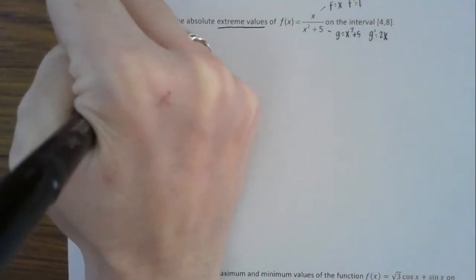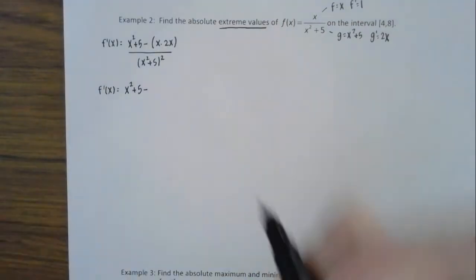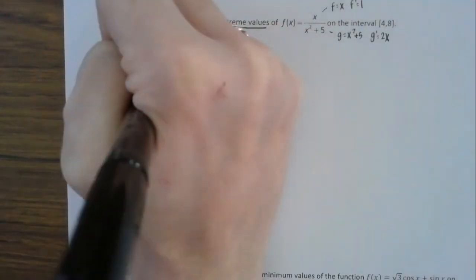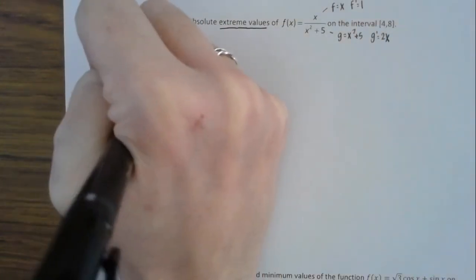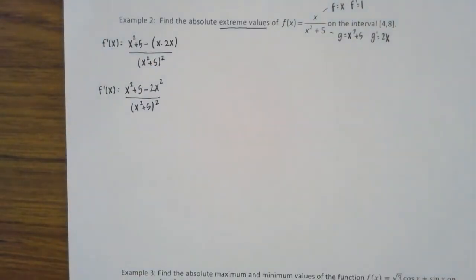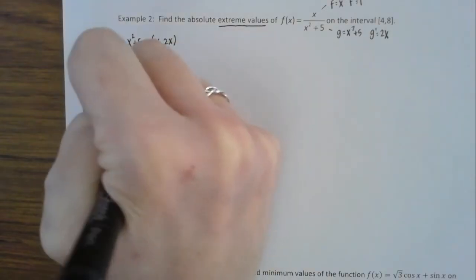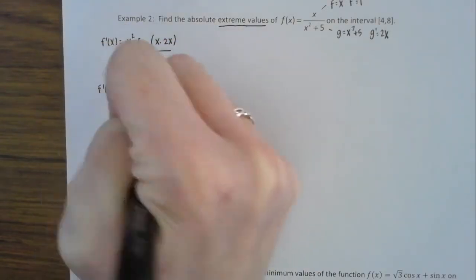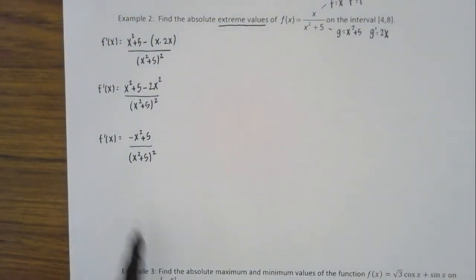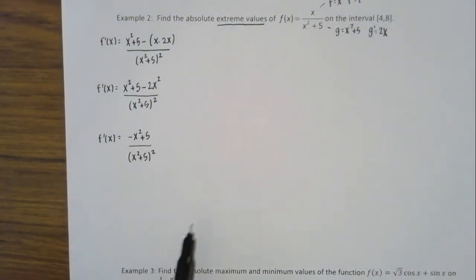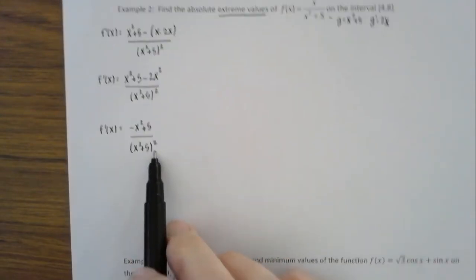I'm going to go ahead and simplify my numerator. So it's going to be x squared plus 5 and then minus x times 2x, which is 2x squared, all over x squared plus 5 squared. And then my derivative here looks like negative x squared plus 5 over x squared plus 5 squared. So here's my derivative. Then I need to find my critical numbers. And remember that with a rational function, critical numbers could come from both the top or the bottom.